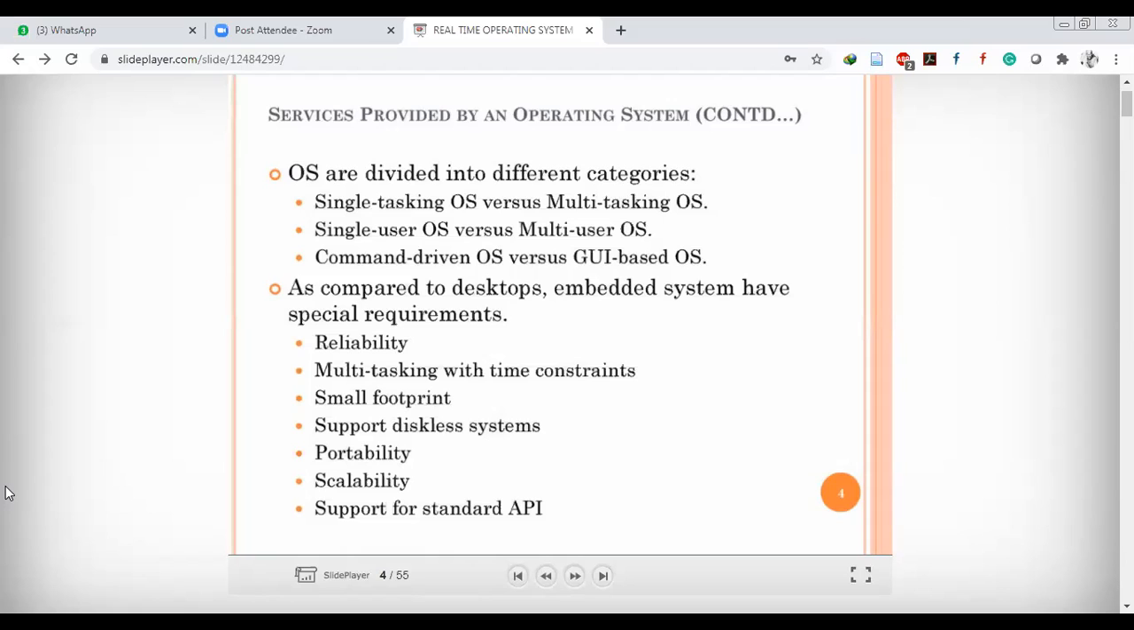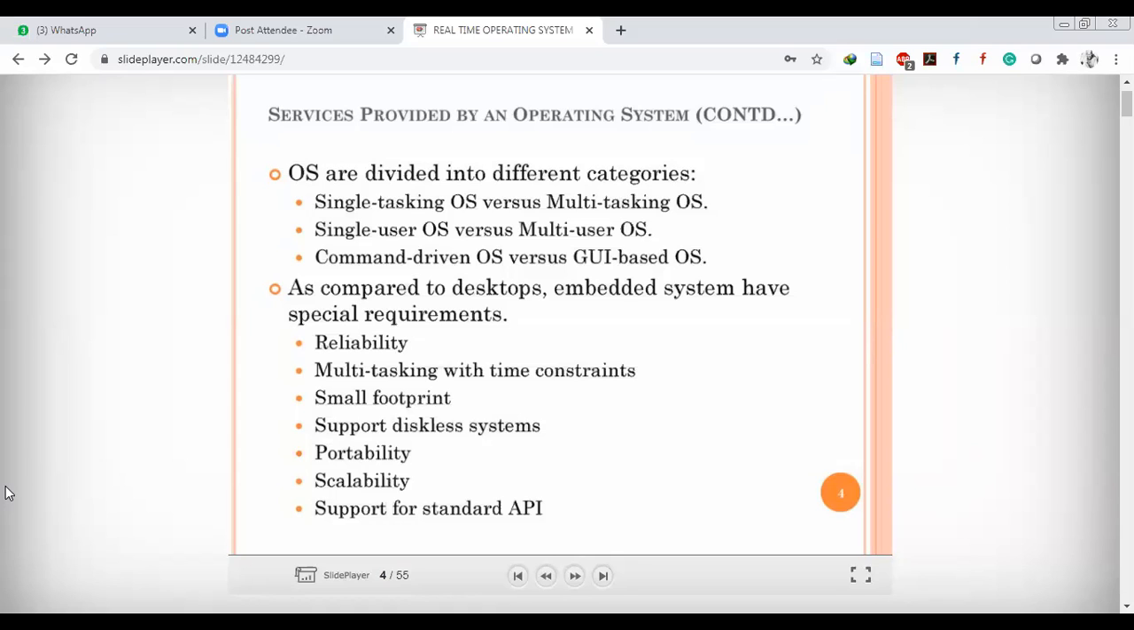Our mobile phone is the best example of an embedded system, and that mobile phone is as thin as possible. We are always interested in holding very thin mobile phones, rather than bulky or thicker mobiles. And that's why there is a small footprint, and that compactness is always possible within small footprints.